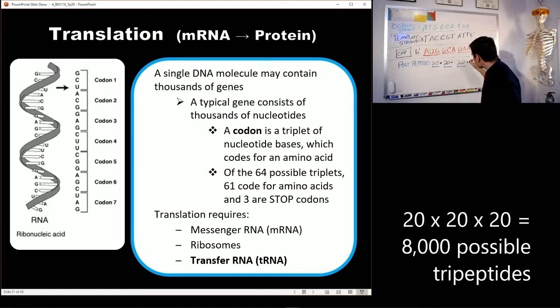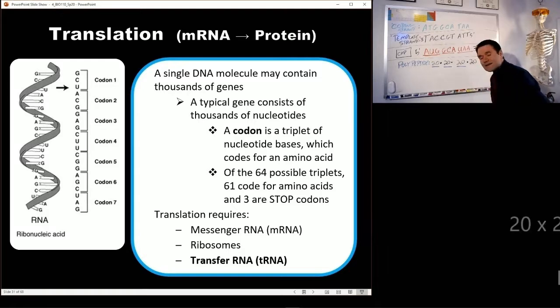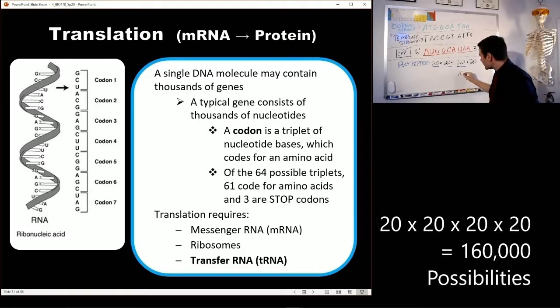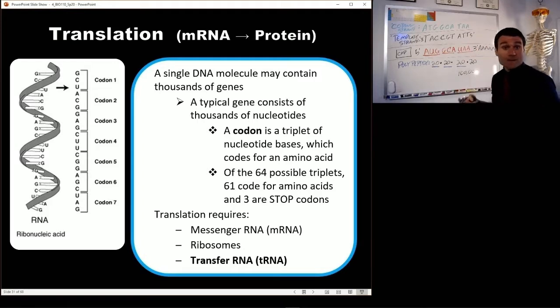And if I want to make a tetrapeptide, a 4 amino acid long polypeptide, then now it's going to be 160,000 different possible combinations of amino acids. Now, a functional protein isn't 4 amino acids long, it's thousands of amino acids long. So the number of possible combinations, the number of possible polypeptides that we could potentially make, it's virtually limitless. It's incalculable. It's a huge, huge number.